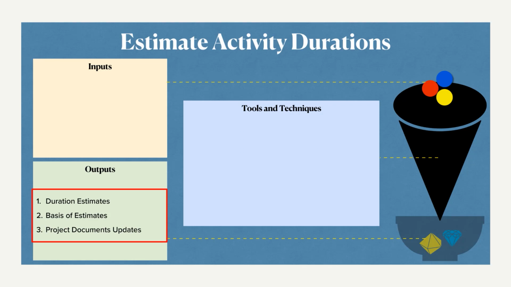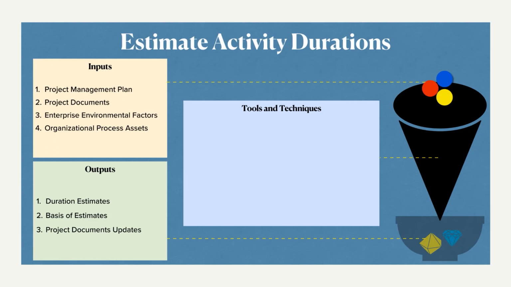Basis of estimates is how these estimates are derived: the reasoning behind them, and the basis on which they are derived. That is the output for this activity. And then the project documents update. What documents can we update? Again, the assumptions log and lessons learned can be updated here. Such things have to be updated after the end of this process.